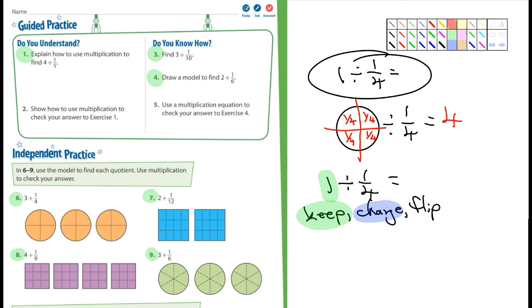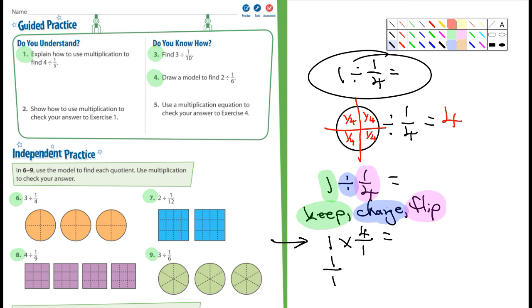So I just erased the model where it was 3 divided by 1/6. So keep it the same, so that's going to be 3 over 1, which is 3. Change it to multiplication, and flip it to 6 over 1. Now, multiply 3 times 6 is 18, and 1 times 1 is 1, which is 18. And if you recall from like 5 minutes ago, that was the answer, it was 18. Each one of those circles had 1/6 within it.